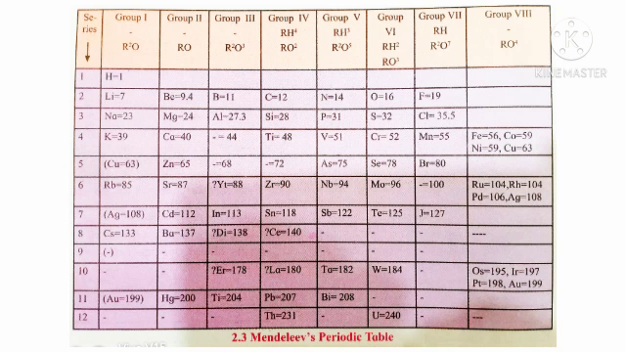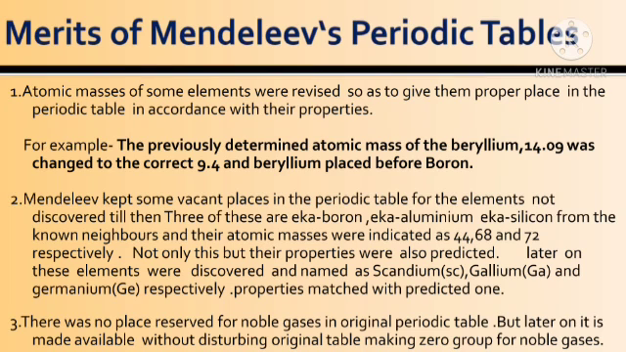Students, here we are seeing Mendeleev's periodic table put forth by him. Here we are seeing some merits of Mendeleev's periodic table. Mendeleev's work for the classification was very good at that time because no other classification was better at that time. So Mendeleev's periodic table was the framework and the concrete work for the classification of elements, and at that time it was widely accepted. But it has some merits and demerits also.